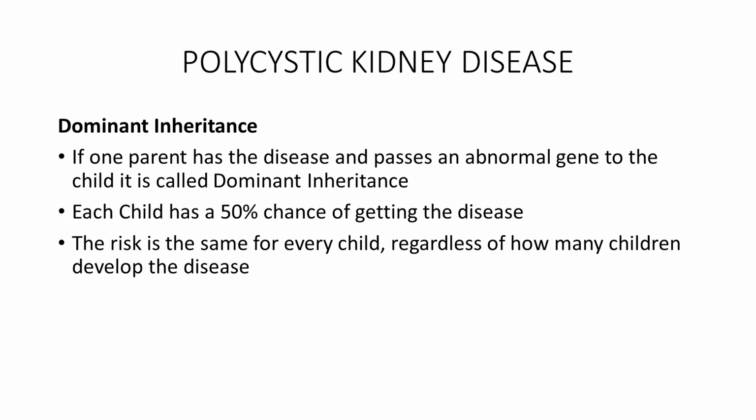Now, what is dominant inheritance? If one parent has the disease and passes an abnormal gene to the child, it is called dominant inheritance. For dominant inheritance, one of the parents has to be affected with the disease, and the father or mother passes the abnormal genes to the child. There is a 50% chance of getting the disease. The risk is the same for every child, regardless of how many children develop the disease.